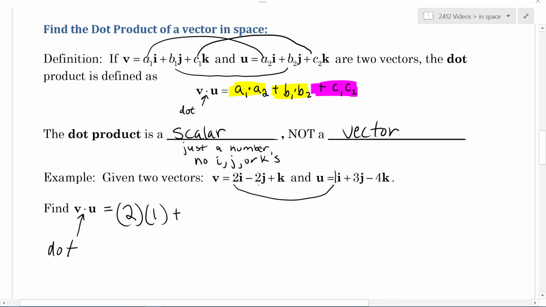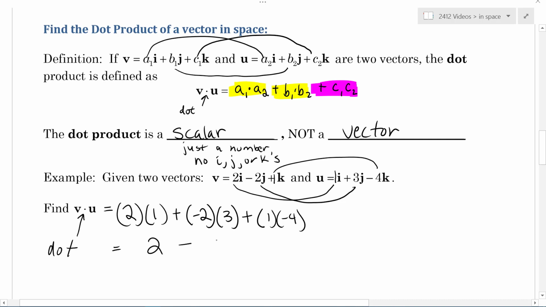Then we're going to do the same thing with the numbers in front of j. So we're going to take negative 2 and multiply that times a positive 3. No j's included. Plus, now we're going to take the numbers in front of k. So that's a positive 1 times a negative 4. We're not taking the k's. So we get 2 minus 6 minus 4. Our overall answer turns out to be a negative 8.